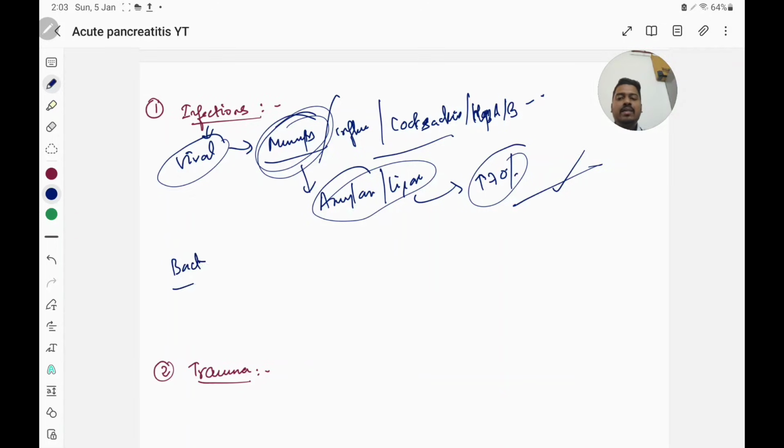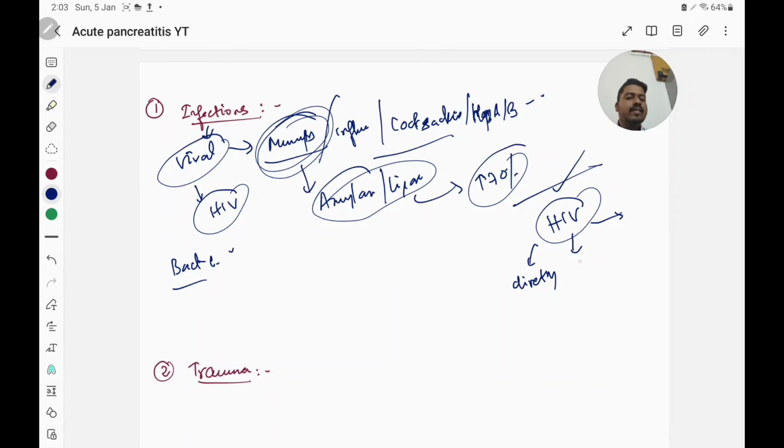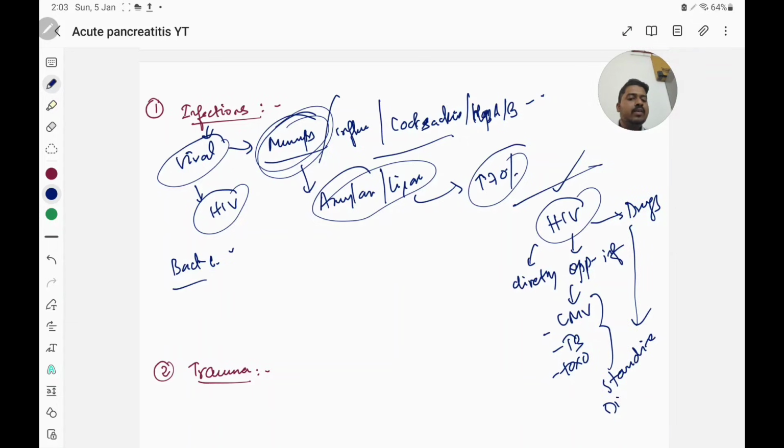Coming to another virus, HIV. HIV causes pancreatitis in three ways. One, it can directly cause pancreatitis. Second, it can cause opportunistic infection, with CMV, with TB, with toxoplasma, all of which can cause pancreatitis. And third is the drugs that we use. Two important drugs are stavudine and didanosine. These two are known to cause pancreatitis. So HIV is also one important cause.